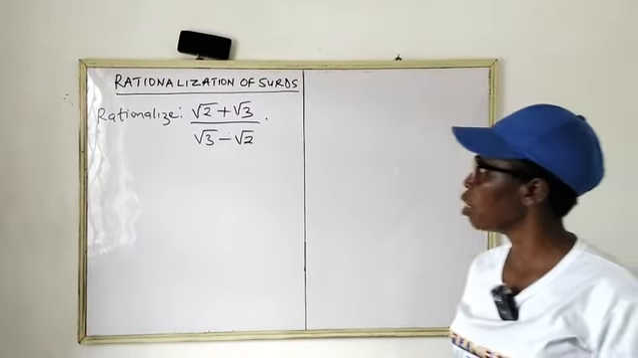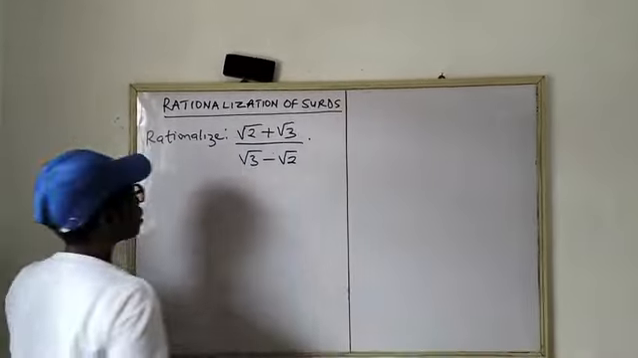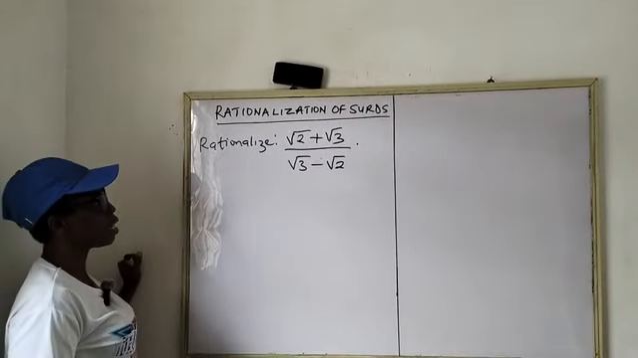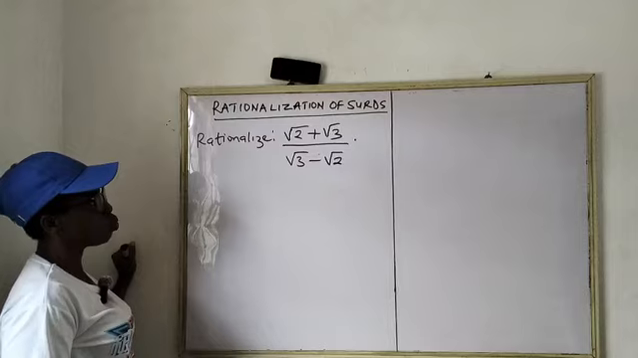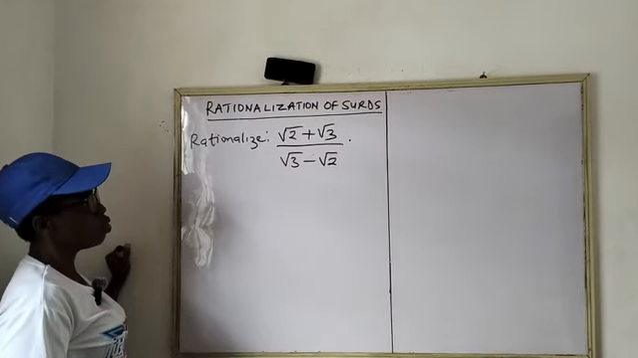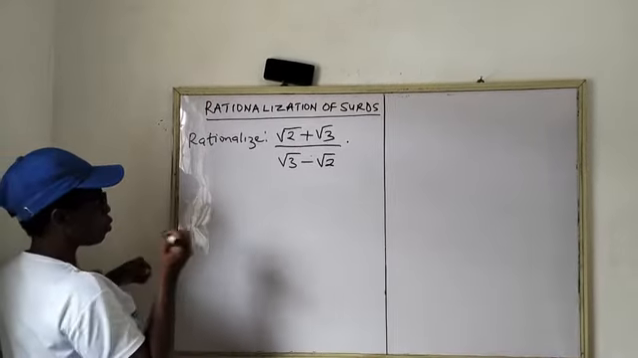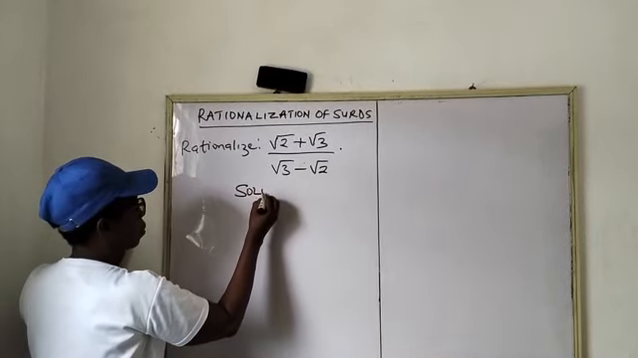Let's work on this question together on rationalization of surds. The question says: rationalize (root 2 plus root 3) over (root 3 minus root 2). We are going to solve it together. Solution.